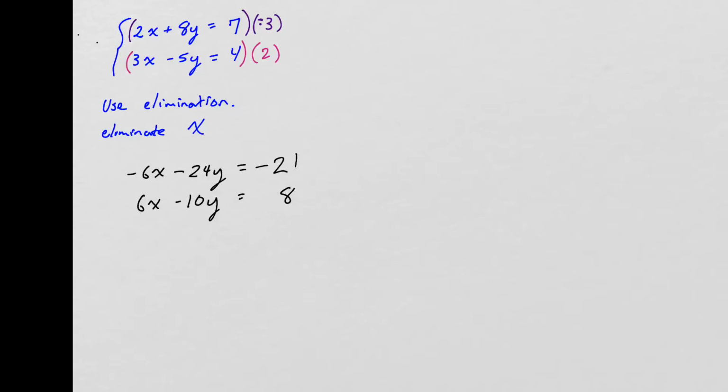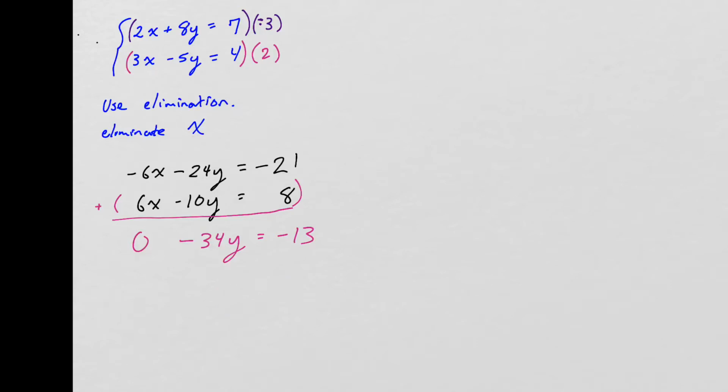So we're going to add these two lines together. That's what elimination really is, adding two lines of your system to one another. -6x and 6x go to 0. -24y and -10y add up to -34y, and -21 and 8 add up to -13, so y is just 13/34. But we're not even going to do that. I'm actually going to undo that. Don't write that down just yet.